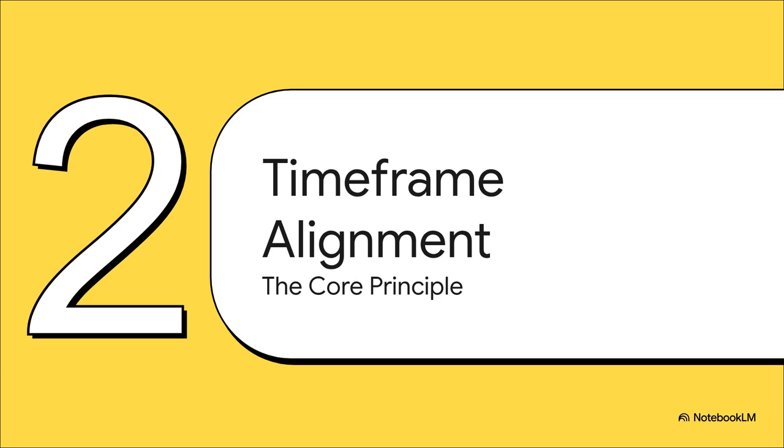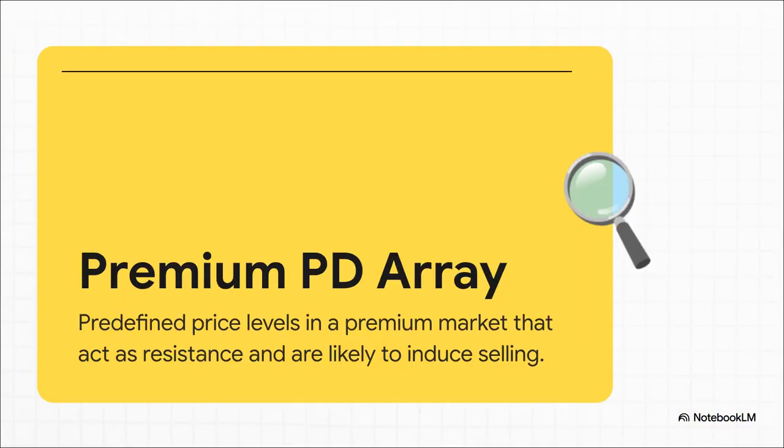So, let's really get into the nitty-gritty of what makes this whole thing work. What are the exact conditions we're on the hunt for? Well, it all comes down to finding specific zones on the chart where the big sellers are most likely to step in and push the price down. And that brings us to a really critical idea, the premium PD array.